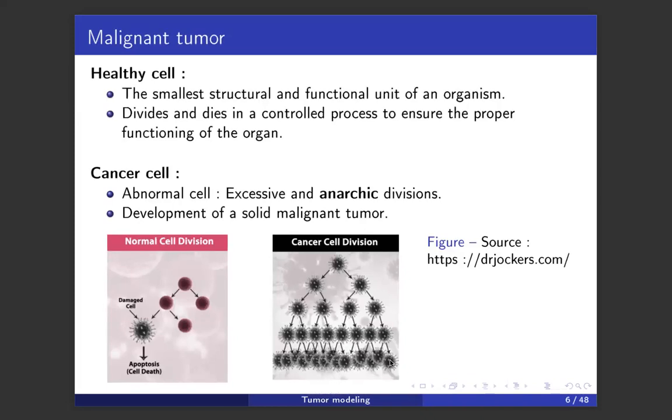How can we differentiate diseased cells from healthy ones? Healthy cells divide and die in a controlled process to ensure the proper functioning of the organ. Diseased cells divide in an excessive and anarchic way, and this causes a malignant tumor.